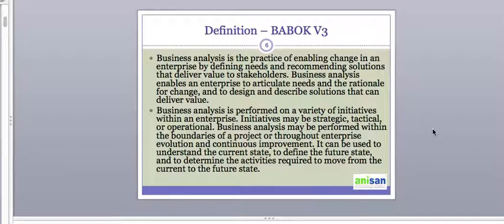From the inception of the organization till the end of the organization life cycle, we may need various technologies to run and improve the operations. It can be used to understand the current state and define the future state, and determine the activities required to move from current to future states.